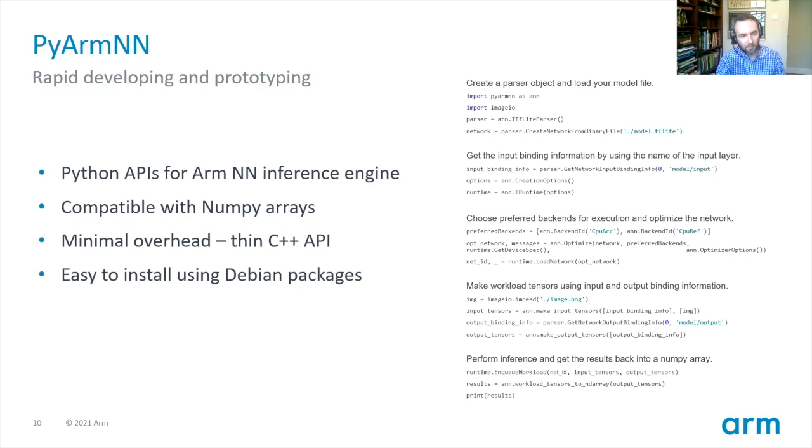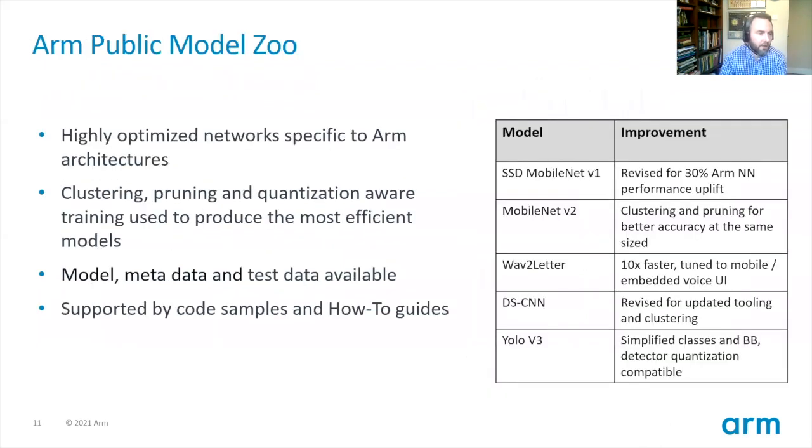So it's all available on GitHub. You can check it out there. And I've just put in a code snippet on the right-hand side, which shows you the steps you need to get up and running, from loading your model file right down to performing inference and getting results back in a NumPy array. It's all there in this very small code snippet. Okay, so please check out PyArmNN. It's definitely useful, and we're getting great feedback from the community on it.